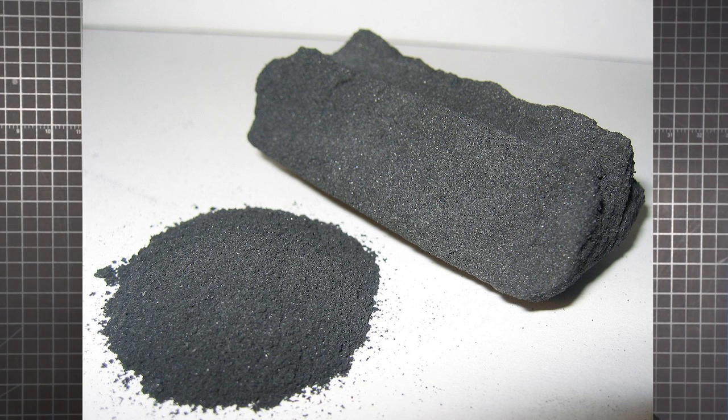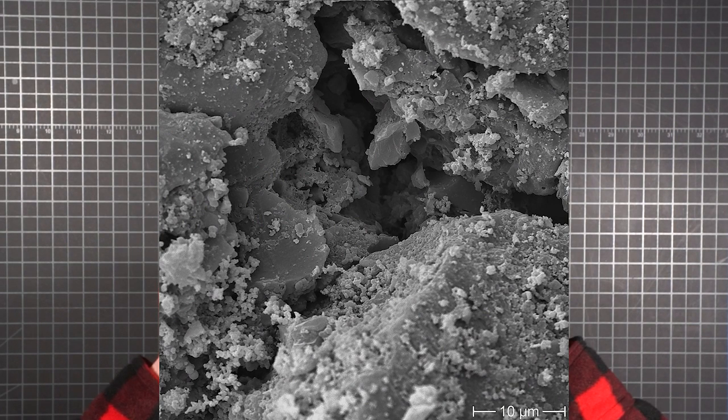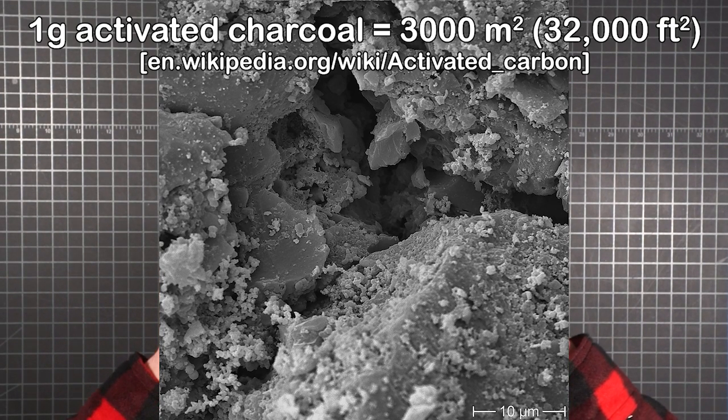And this not only removes impurities, but it serves to open up the internal structure, creating a microporosity that dramatically increases the overall surface area. This close-up view gives you an inkling as to just how much contact surface becomes available. In fact, 1 gram of activated charcoal has a surface area in excess of 3,000 square meters, or over 32,000 square feet.